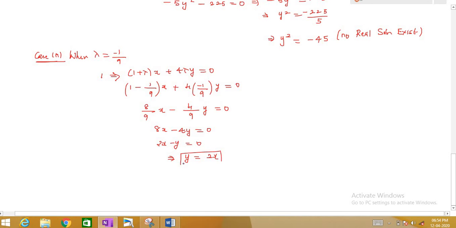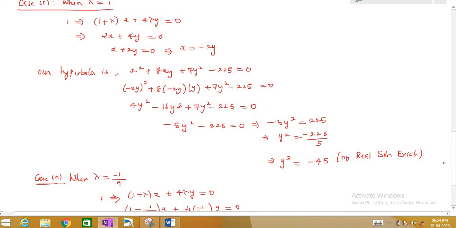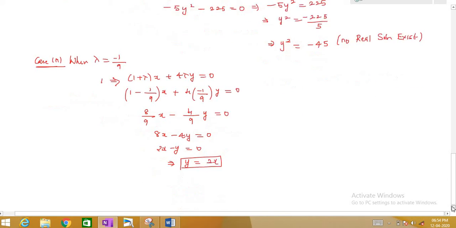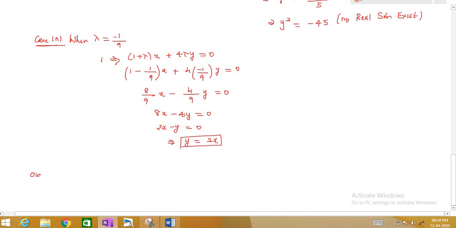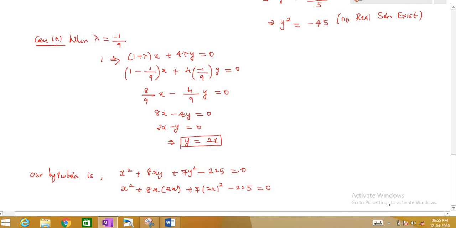Now we will substitute y is equal to 2x in the hyperbola. There we have substituted x is equal to minus 2y, right? So now I'm going to substitute y is equal to 2x in our hyperbola. Our hyperbola is x square plus 8xy plus 7y square minus 225 equal to 0. This is our hyperbola, right? Now we will substitute y is equal to 2x here. This will be x square plus 8x, replacing y is equal to 2x, and 7y square will be 2x whole square, minus 225 equal to 0, right?